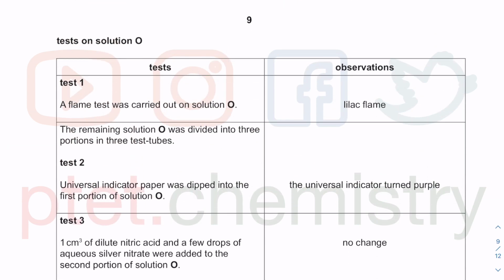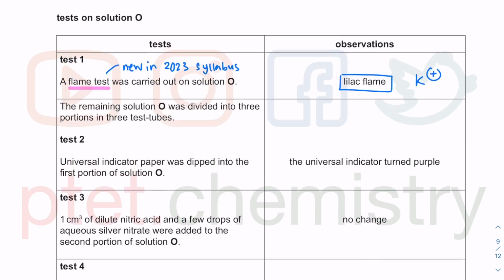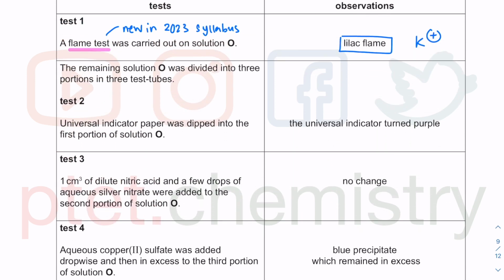I'm going to test this on solution O. First of all, we do a flame test. Flame test is new in the 2023 syllabus for the Cambridge International O-Level, although it has been in the IGCSE syllabus for some time now. This gives you the lilac flame. This tells you that potassium ion is present. In the Cambridge International O-Level syllabus, there's a bunch of cations that each have their own distinctive flame color. Make sure you know those flame colors as well.